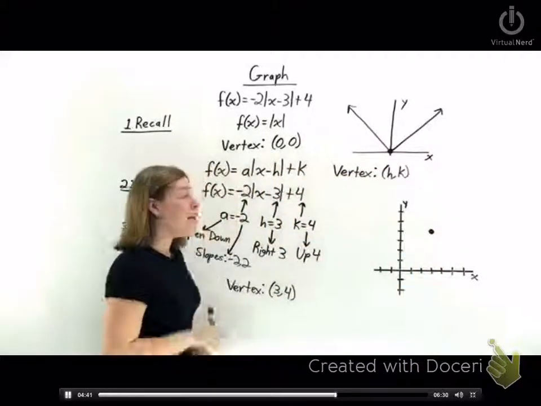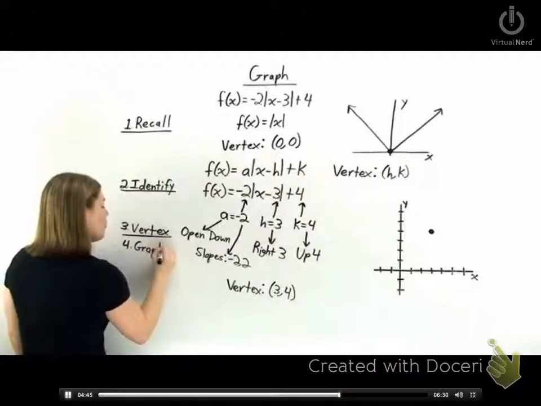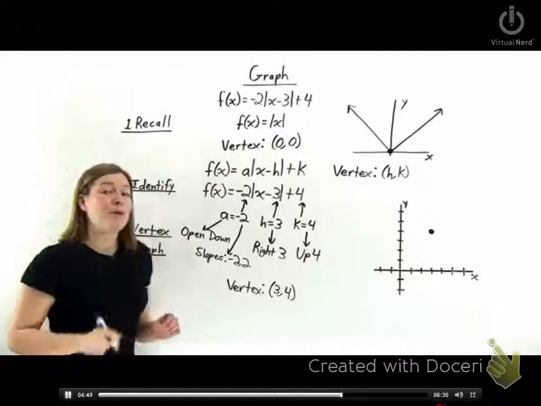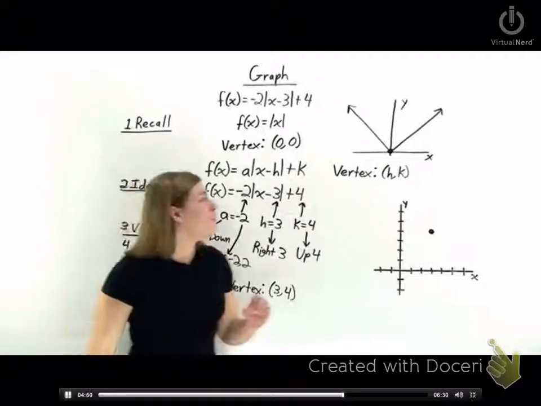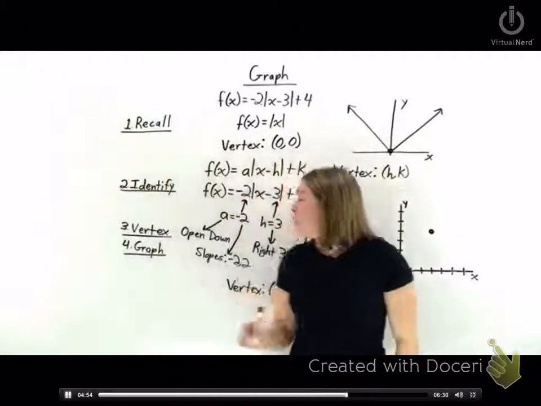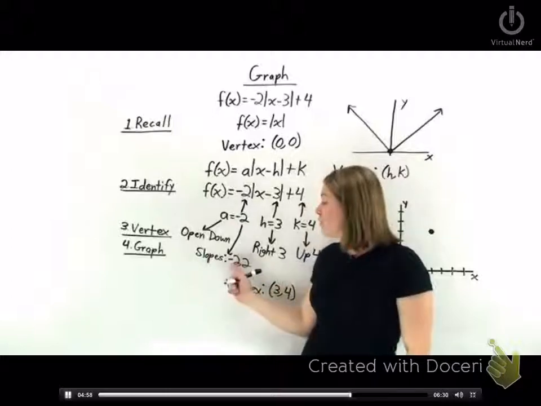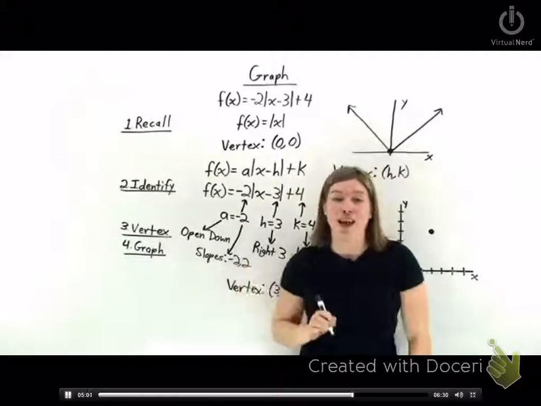Now to get the rest of our graph, we need to use the transformations that we identified. Remember, because we're working with an absolute value function, our graph will have this V shape. But because A is negative, our graph will open downward. And those lines will have slopes of negative 2 and 2.